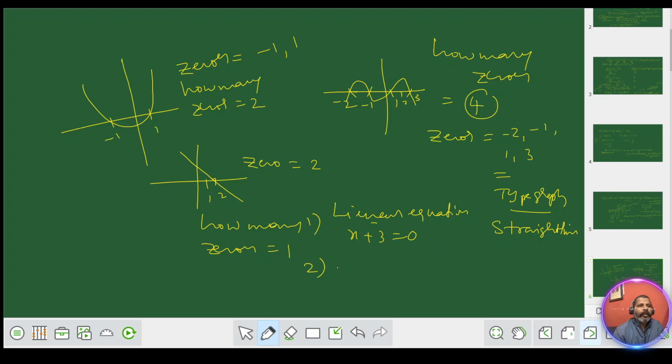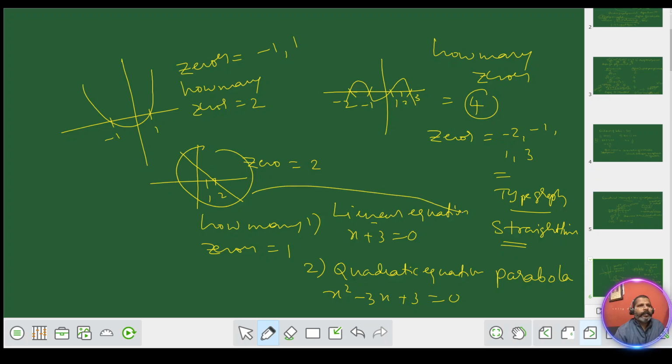Then if the equation is a quadratic, for example x square minus 3x plus 3 equal to 0, what is the graph type? For a quadratic equation, it is called a parabola. A straight line, you know, is the linear equation representation. Parabola, we don't have an idea how it looks in the graph. It is a U shape, upwards or downwards, we'll see.